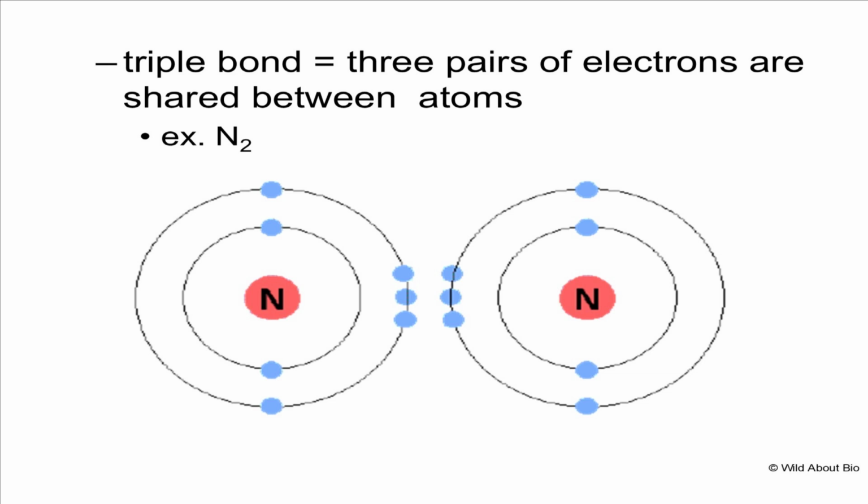Triple bonds? You guessed it. 3 pairs of electrons are shared. Nitrogen gas, N2, is a classic example. This bond is super strong, which is why nitrogen gas is so stable in our atmosphere.